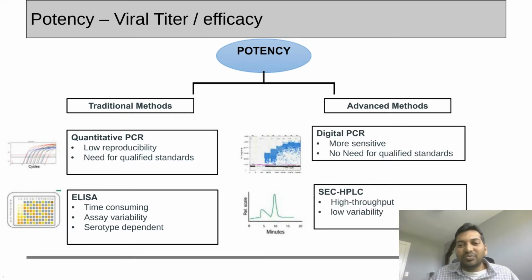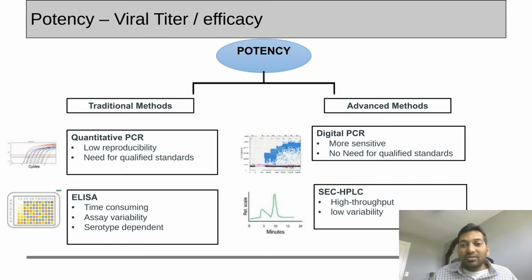As cell and gene therapy products are complex, people have identified that applying advanced methods as an orthogonal approach would be ideal to define these products better. People have been using traditional methods and are now slowly moving into these advanced methods. For genomics, people started to use digital PCR. It's more sensitive, so you can identify very low copy numbers at the lower end, and it's absolute, so you really don't need a qualified standard for that.